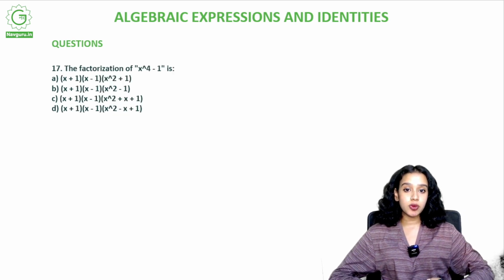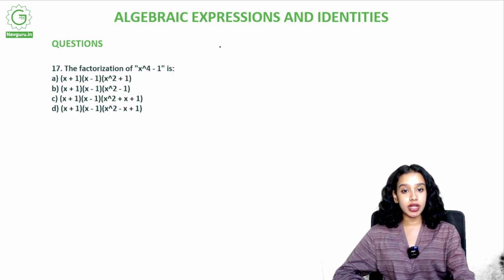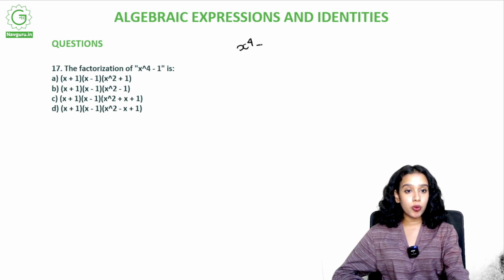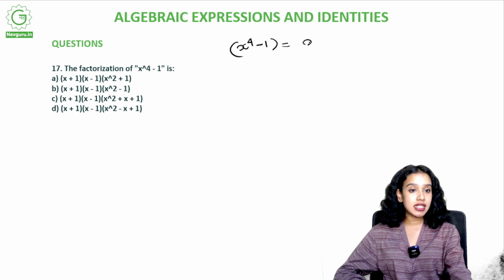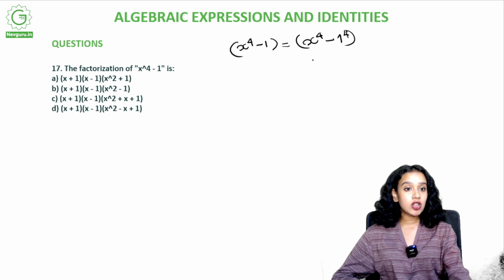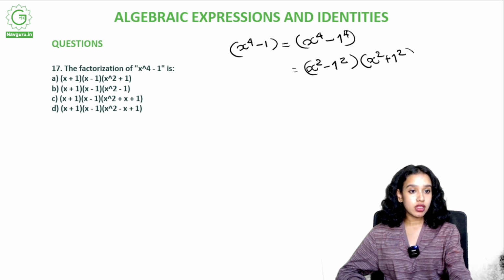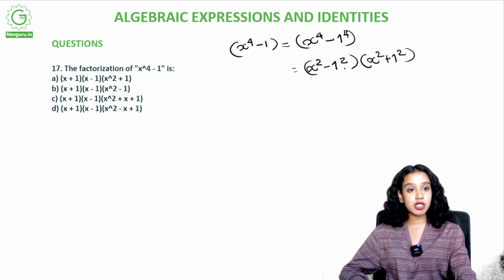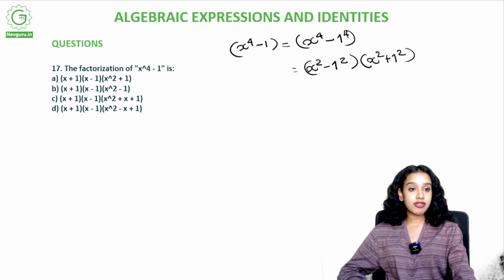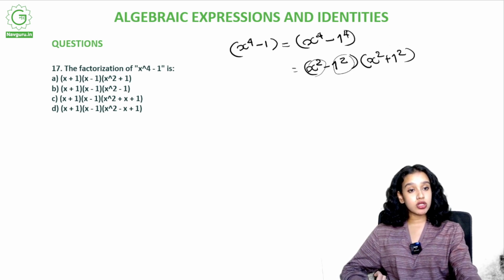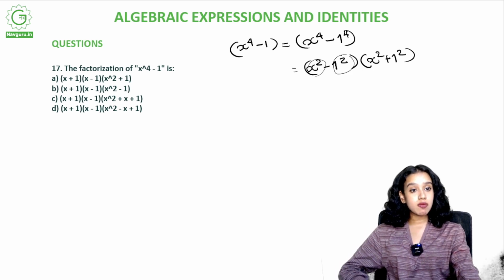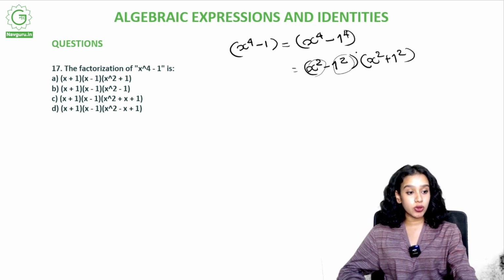Now, let's move on to the next question, the factorization of x raised to 4 minus 1. So, we have x raised to 4 minus 1, which can also be written as x raised to 4 minus 1 raised to 4, because 1 raised to 4 is equal to 1. We could actually split this as x square minus 1 square into x square plus 1 square, right? Because a plus b into a minus b is a square minus b square, right? Now, if I'm considering this as a and this is b, a square would be x square whole raised to 2, that is x raised to 4, minus b square would be 1 square whole raised to 2, that is 1 raised to 4, right?